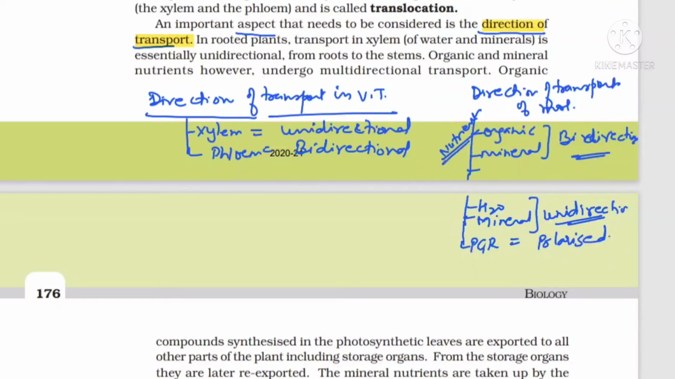Now let me highlight the point, see carefully. In rooted plants, transport in xylem, which is transporting water and mineral, is unidirectional. Clear, beta? Organic and mineral nutrients undergo multi-directional transport. So I tried to explain to you the direction of transport in vascular tissue and the direction of transport of the molecules. Up till here, clear, beta?